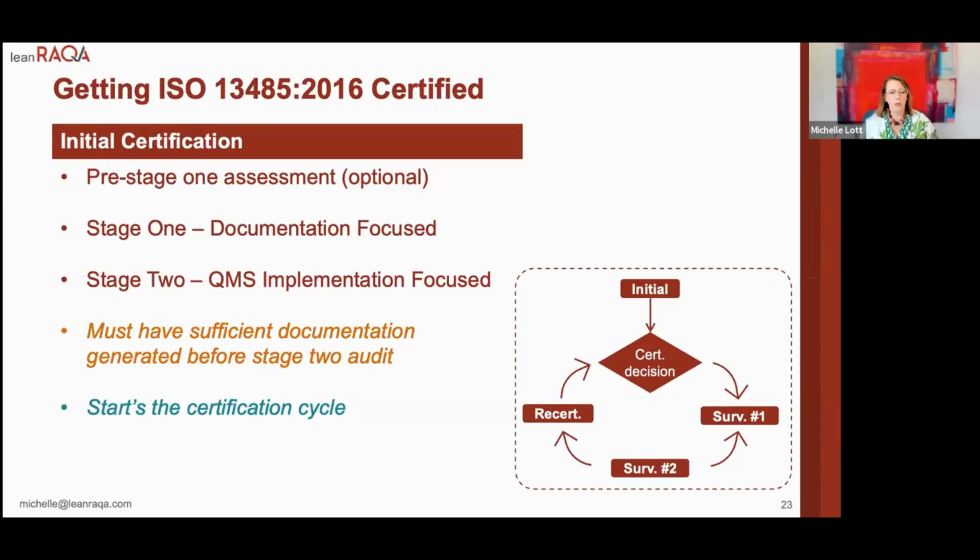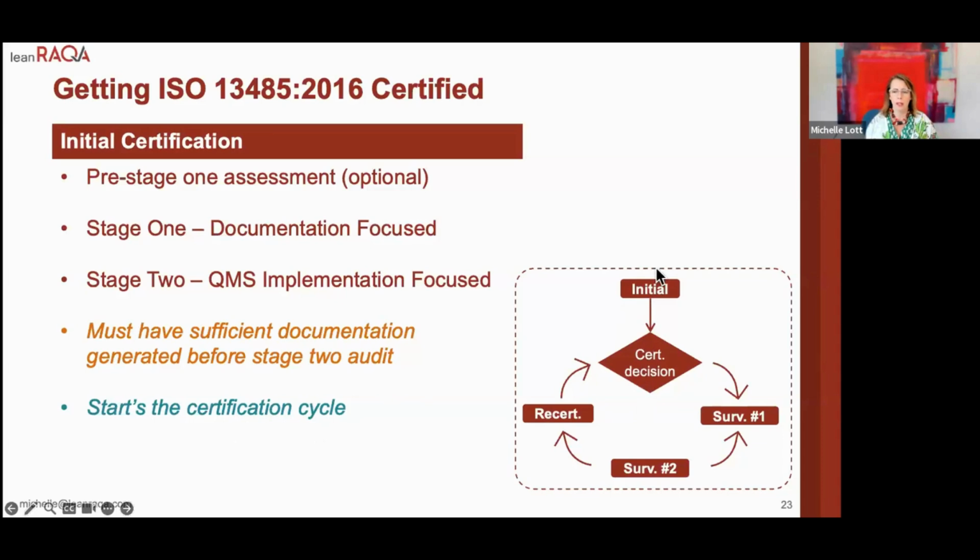Now, it's important to know if you are going to get an ISO certification, you have to have enough objective evidence, enough records executed to your procedures, to be audited. So usually I tell people you need to have the quality management system compliant with ISO 13485 for at least 3 months before you schedule your ISO audit so that they have records to look at. And then that starts the whole certification cycle.